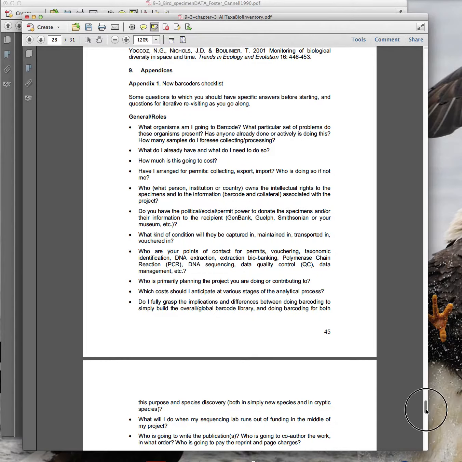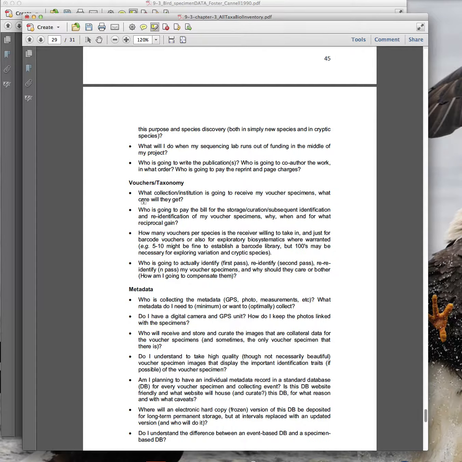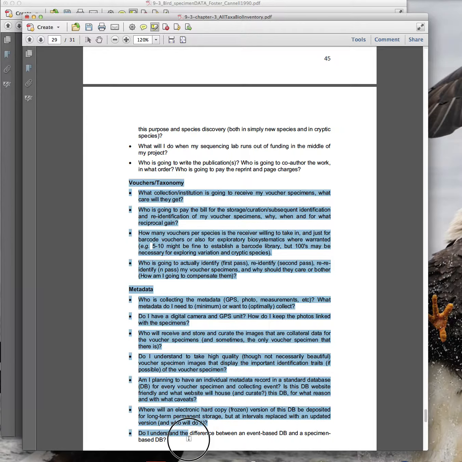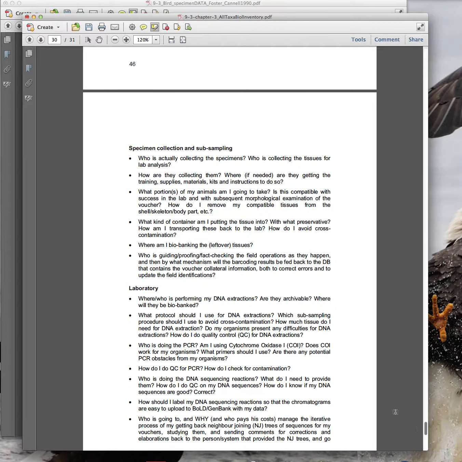I definitely want you to read through this appendix, focusing on parts that relate to us in the museum: vouchers and taxonomy, metadata. Keep going. Oh, don't worry about what a relational database or a specimen database and event database is. Don't worry about that last question there. But do look through these questions here about specimen collection and subsampling. Okay, on to the next one.